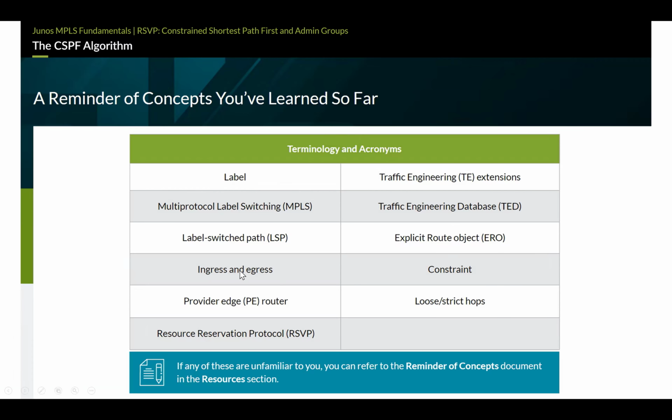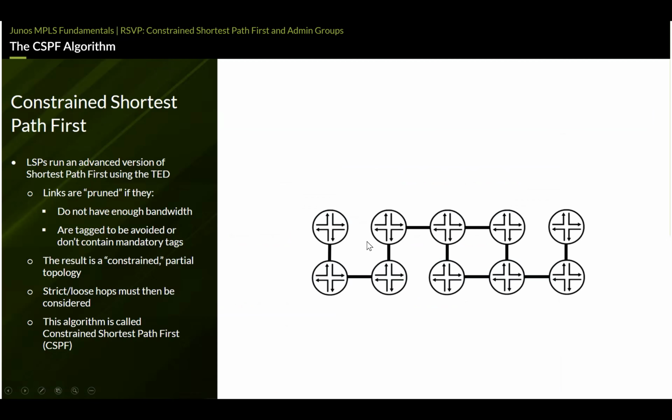This is some key terminology when we study MPLS. We already know the key terminology details. Constrained Shortest Path First, that means CSPF. CSPF is an advanced version of shortest path first using the TED, Traffic Engineering Database. When we enable RSVP, the backend Traffic Engineering Database is enabled.